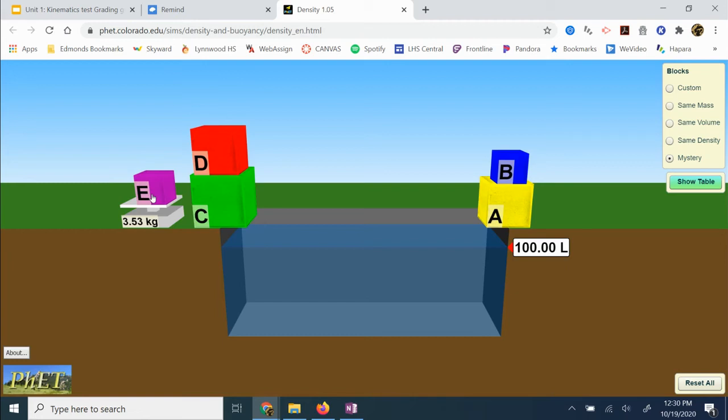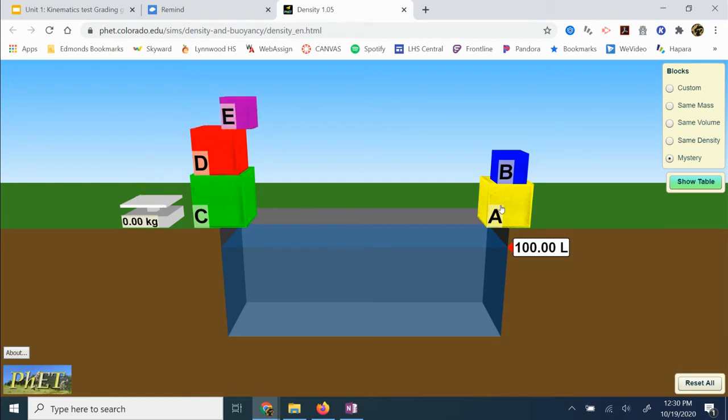You can put them in the water to see if they float. So that's going to tell you whether they're greater than or less than 1. You can find the volume by dropping the blocks in the water and seeing how much the volume increases by. So note that right now the water is 1 liter. So let's do these in order.